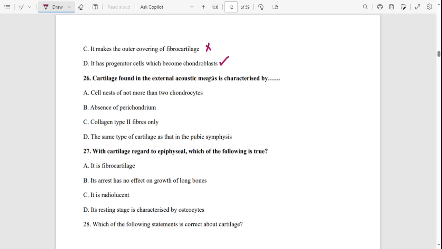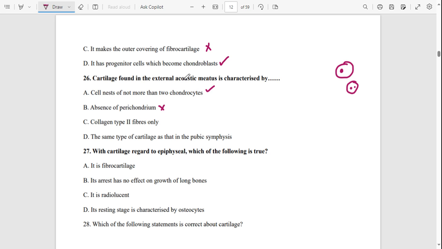Cartilage found in the external acoustic meatus is characterized by, the first thing is, what type of cartilage is found in the external acoustic meatus? That is elastic cartilage. So A, cell nests of not more than two chondrocytes. This is true. Elastic cartilage is going to have cell nests with either one or two chondrocytes in each lacuna. Absence of perichondrium. This is not true.